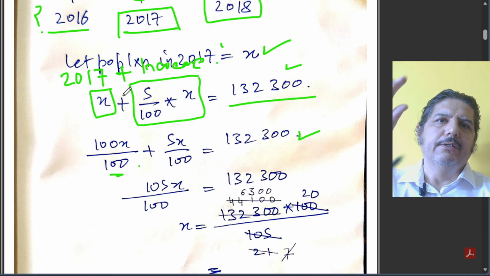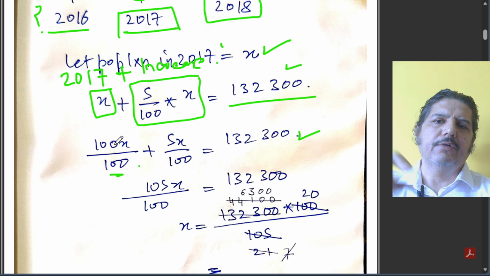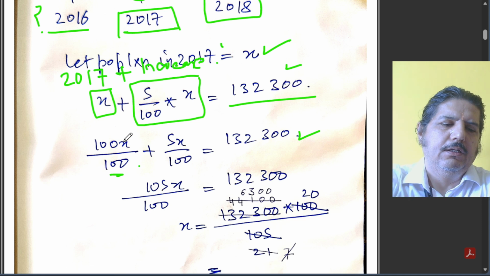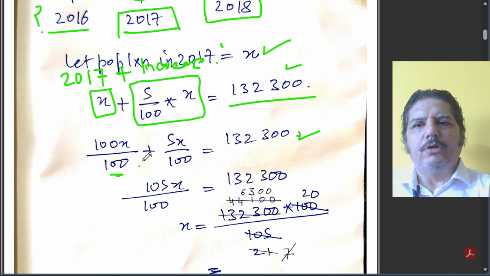Because I want to make the denominator of x as 100. So that is why I have multiplied the numerator and denominator by 100. So now I add these.